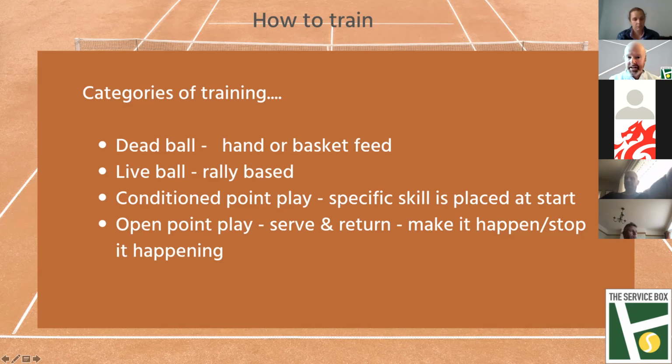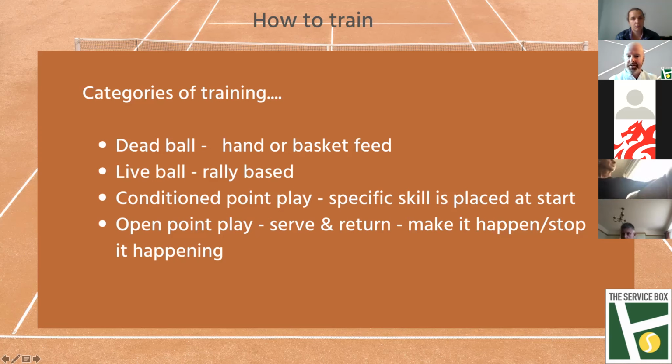Live ball is rally based, so it's when there's send and receive involved. Of course you could combine. You could start with a basket feed and block the ball, so it is semi-live. But let's just keep it simple just now. So hand feed, basket feed, rally based, then condition point play, or some people call it cooperative point play, which is where you're placing the specific skill at the start of the point.